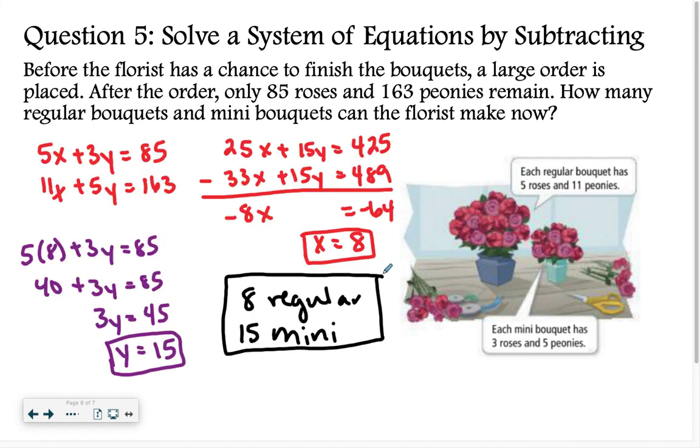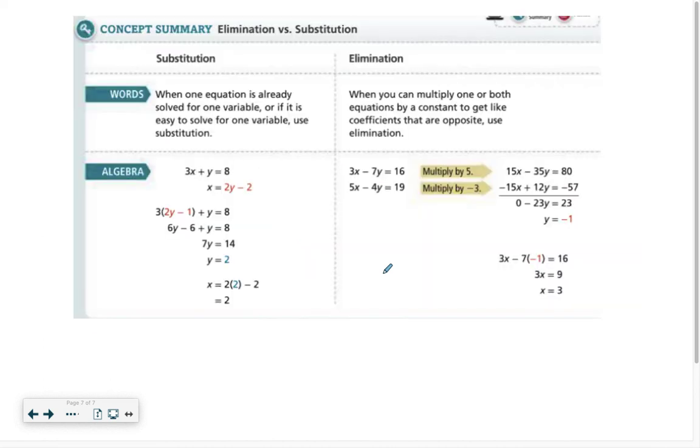All right, for this problem, hopefully you ended up at 8 regular and 15 mini. If you have questions about that at all, please don't hesitate to reach out and ask for some help. And then here is our last slide for today's lesson, which is just a nice concept summary showing you when to use substitution versus when to use elimination.